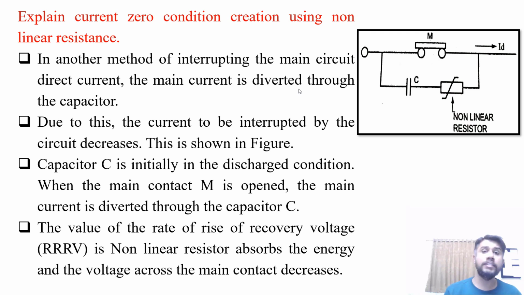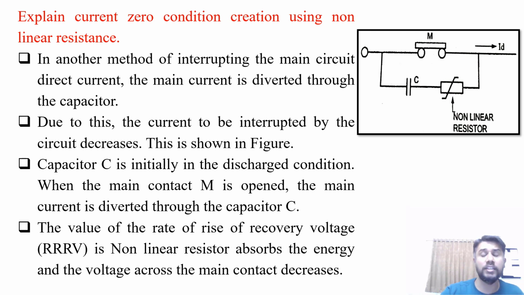Explain current zero condition creation using non-linear resistance. So in another method of interrupting the main circuit direct current, the main current is diverted through the capacitor. You can visualize this. This is the main breaker in closed position. This is the capacitor, and a non-linear resistor is connected in parallel with this contact. Due to this, the current to be interrupted by the circuit decreases as shown in the figure.